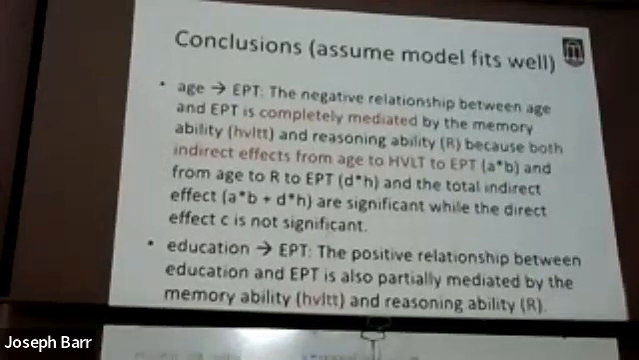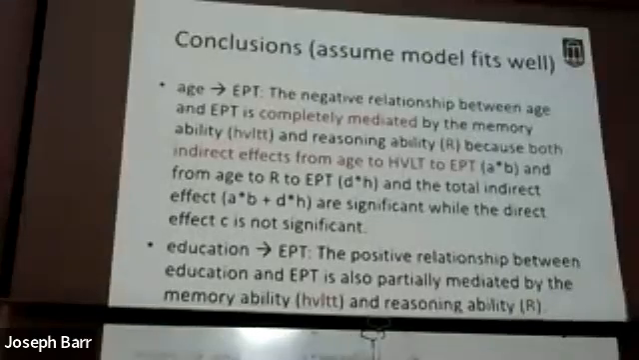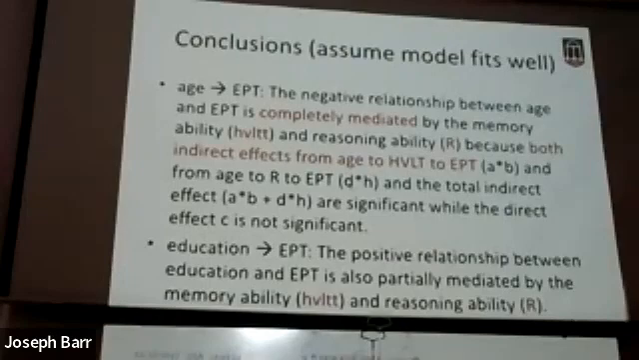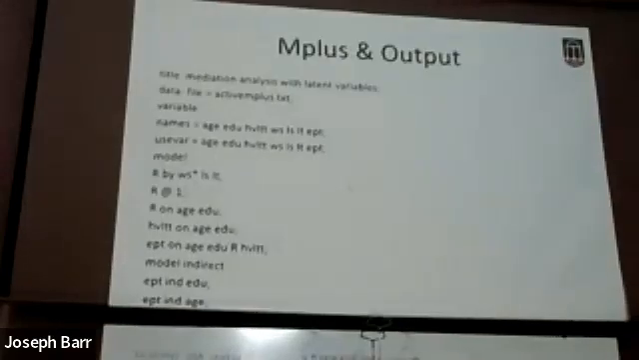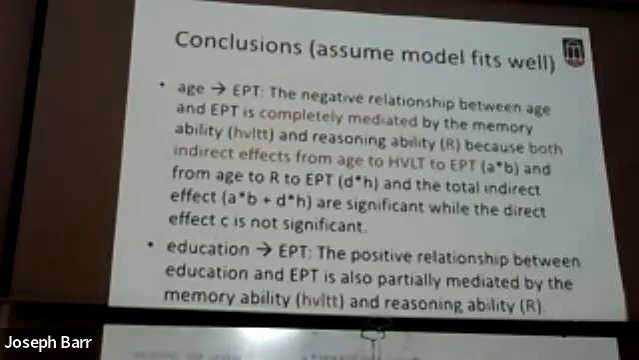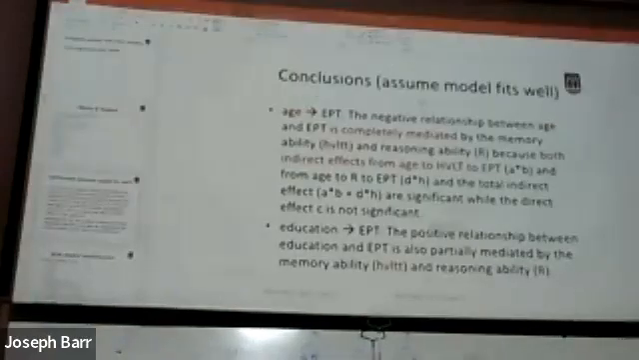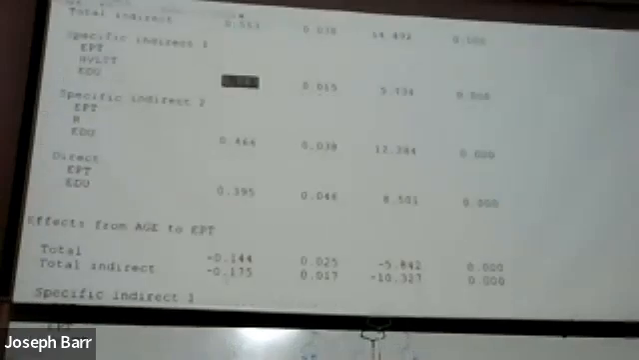Let's try to use R to specifically look at the name of this path. In M class, we don't need to care about the name of this path. And from EDU, education, to EPT, it's significant, and also it's positive. So if we have the result here from education, it is positive. Total indirect, all of these are positive.